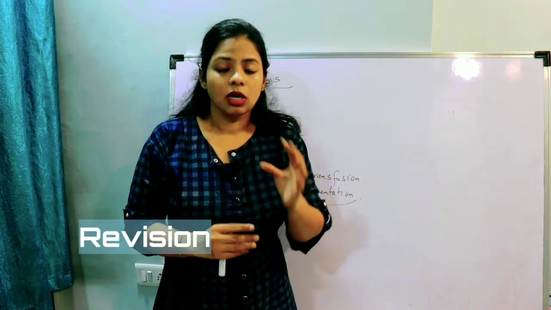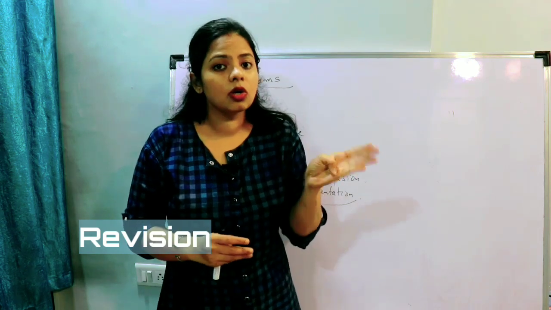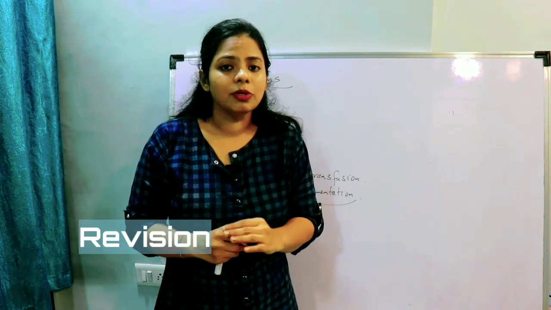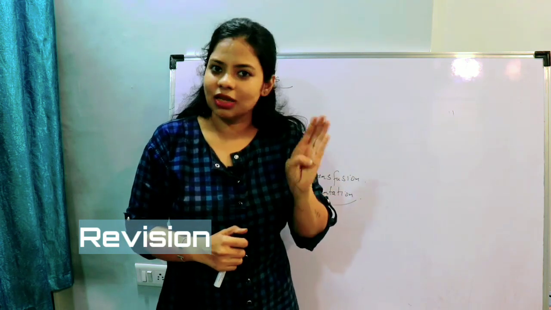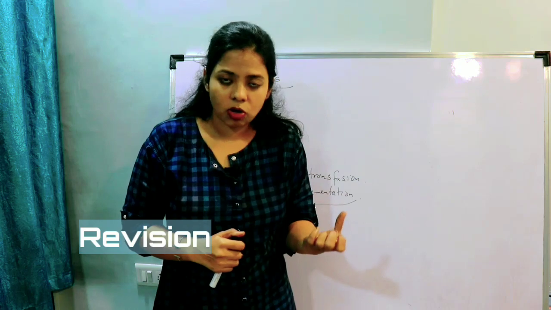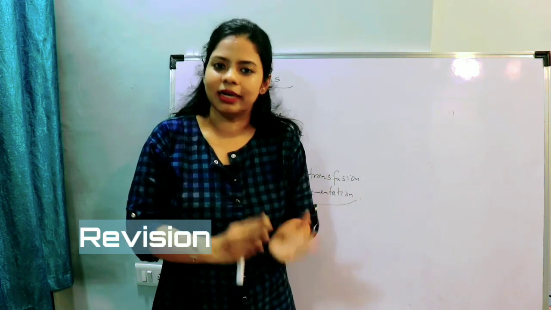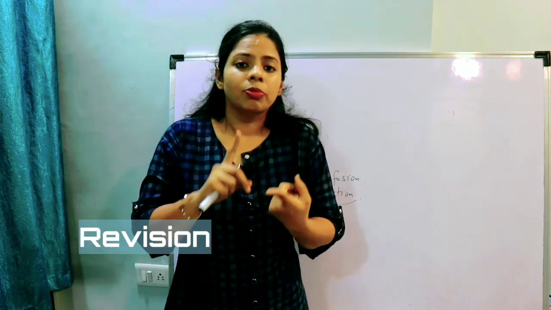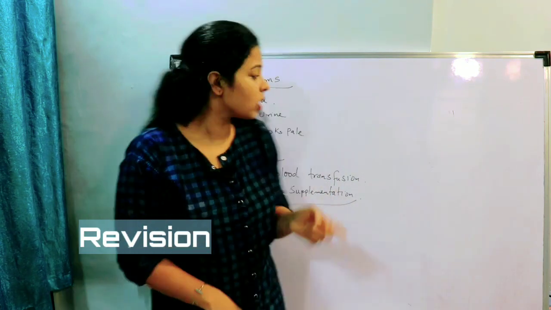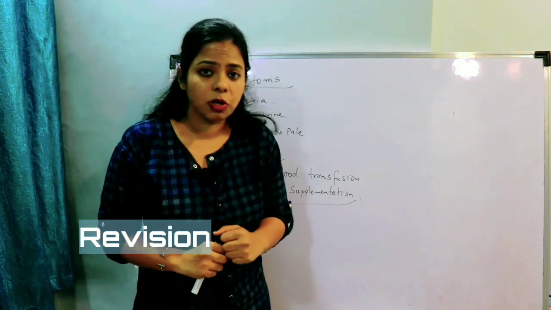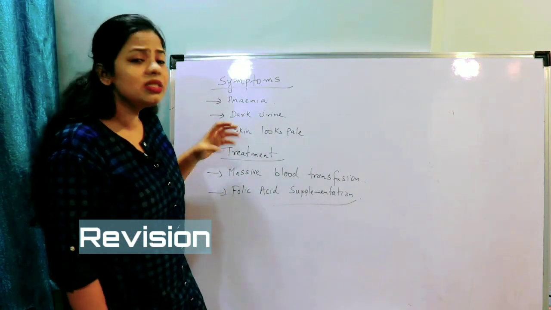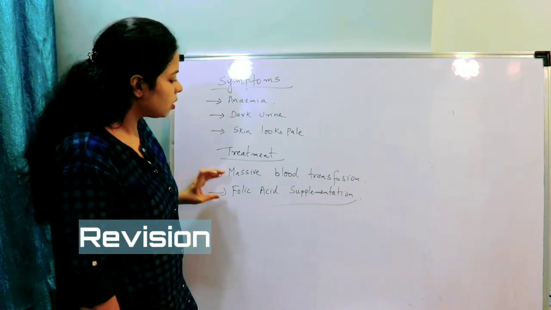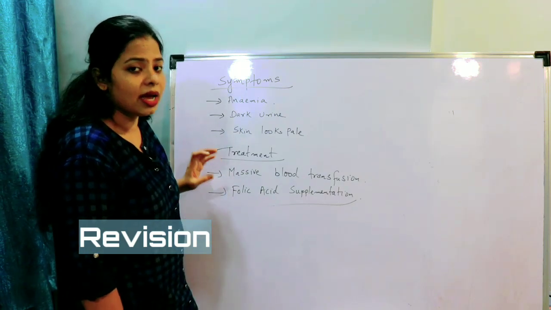In the other case, if the gene HBB present on chromosome number 11 is mutated, the synthesis of the beta chain is affected, therefore abnormal hemoglobin is produced and the person suffers from beta thalassemia. Now what are the symptoms? Symptoms of thalassemia include anemia, dark urine, then pale skin. What is the treatment of thalassemia? Massive blood transfusion, folic acid supplementation, etc.